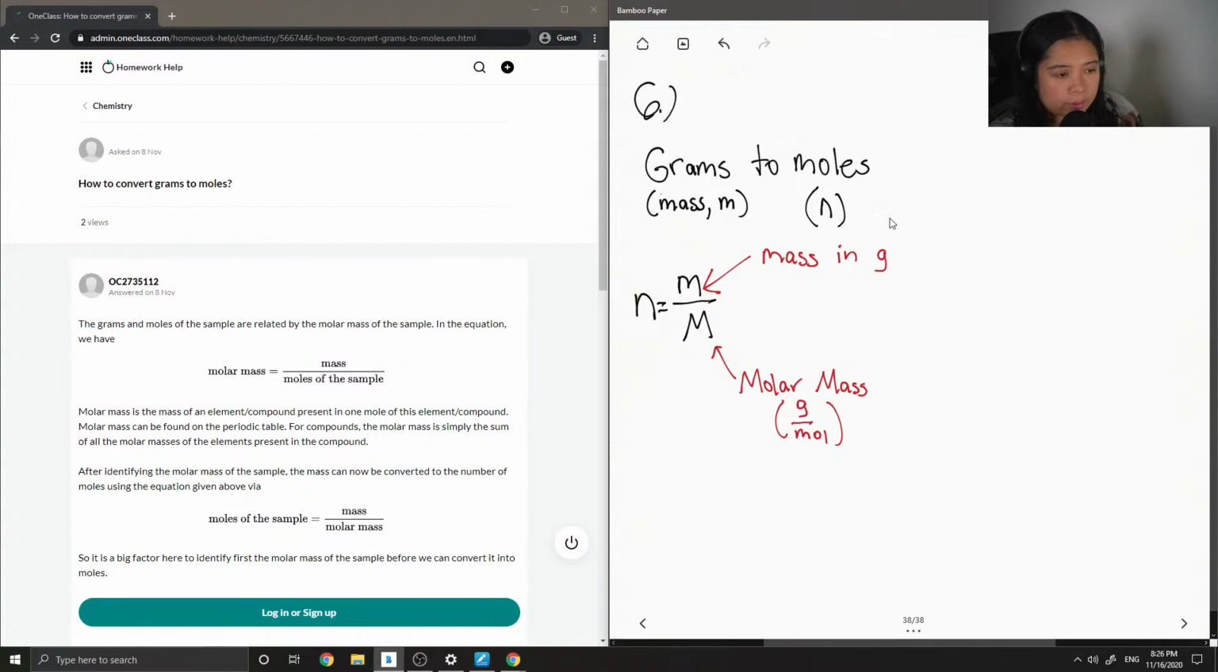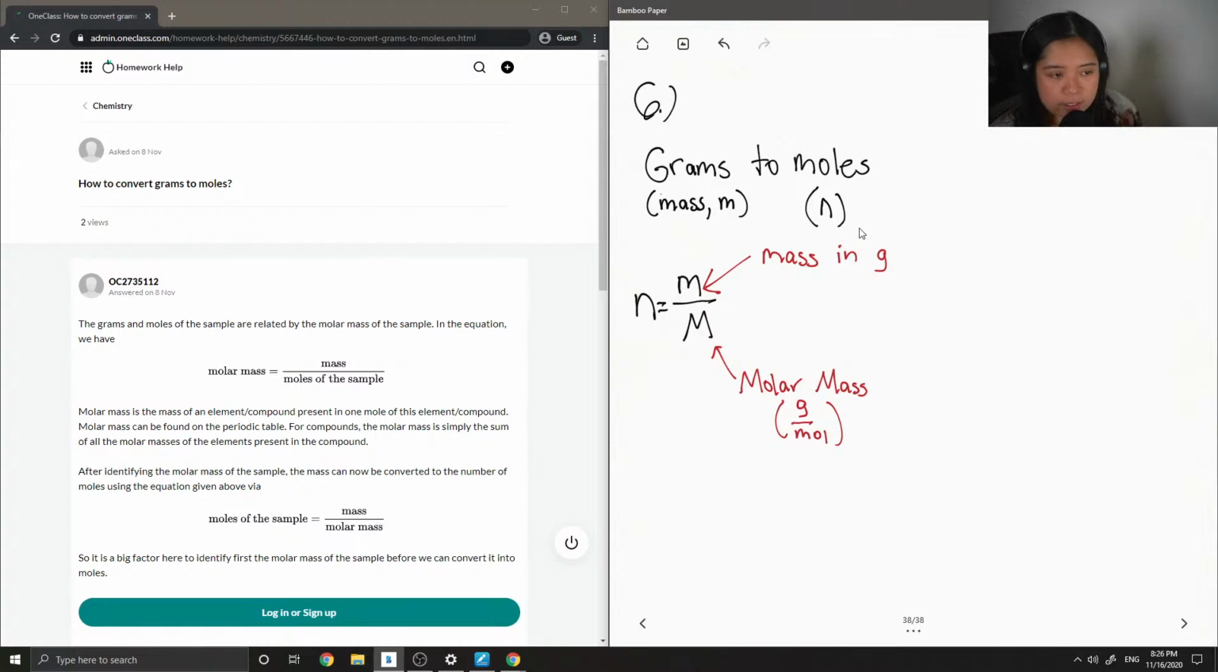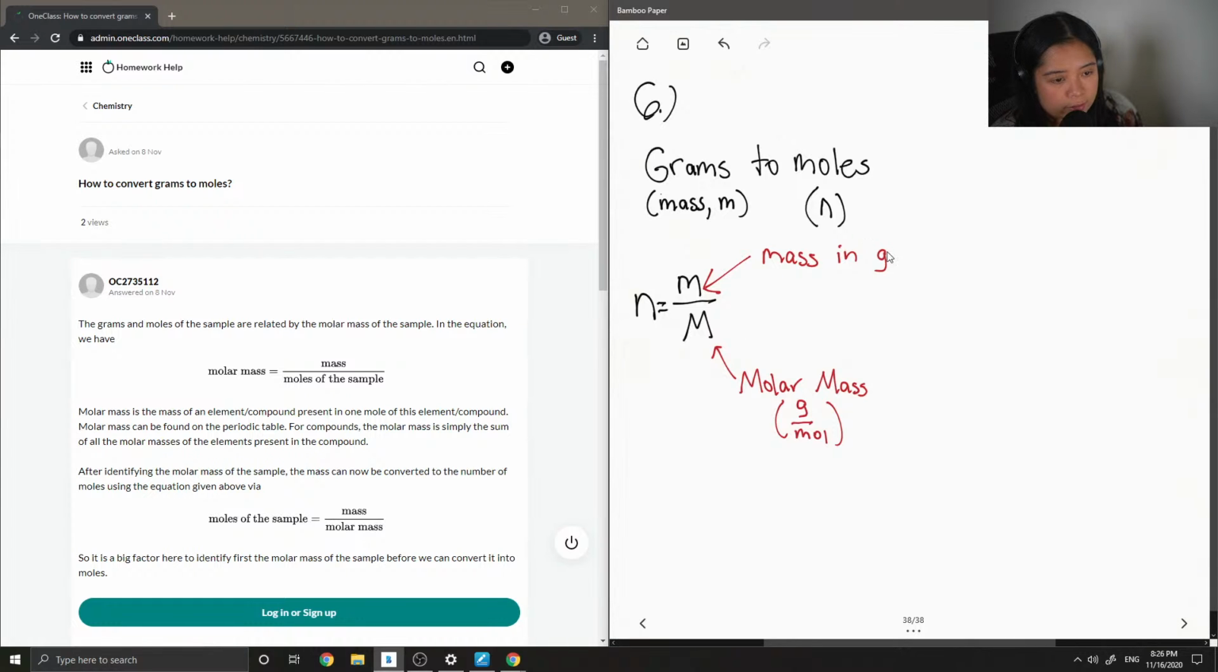So if a question gives you a mass in grams, if we know the molar mass of the compound, all we would need to do is divide by the molar mass. You'll notice the grams should cancel out, and we are just left with our moles.